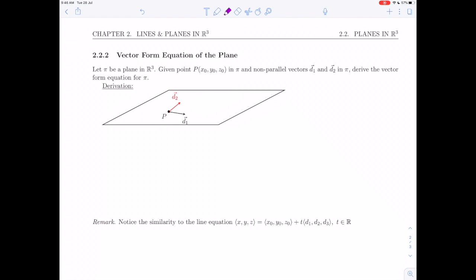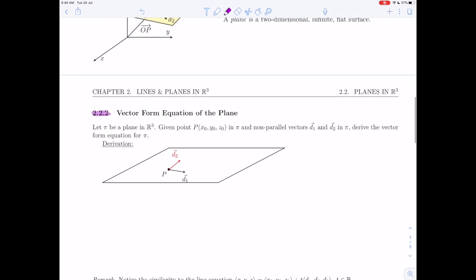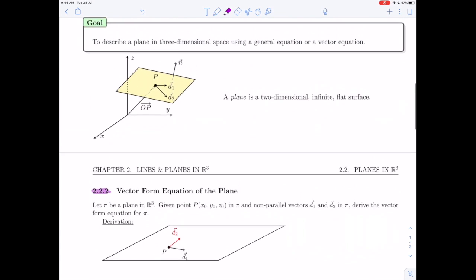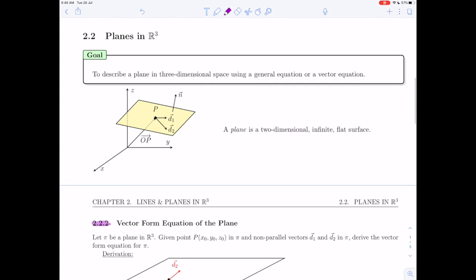Welcome back to Chapter 2, Lines and Planes in R3. In this video, we are going to do Section 2.2.2, the vector form equation of the plane. So let's just go and review. I've cut and pasted the top of the chapter here, planes in R3.